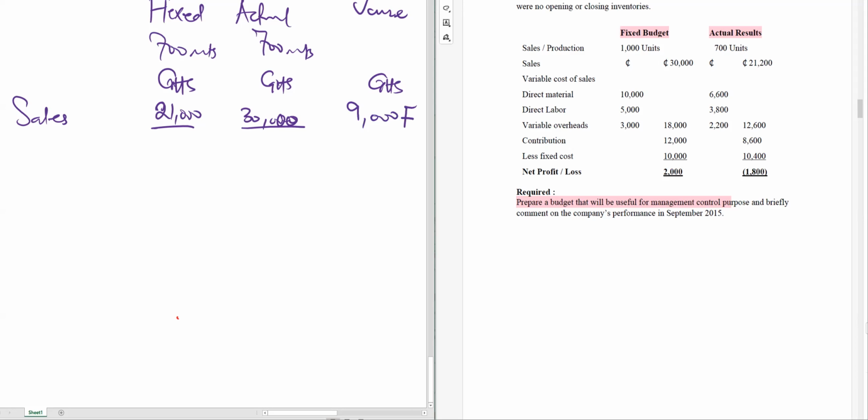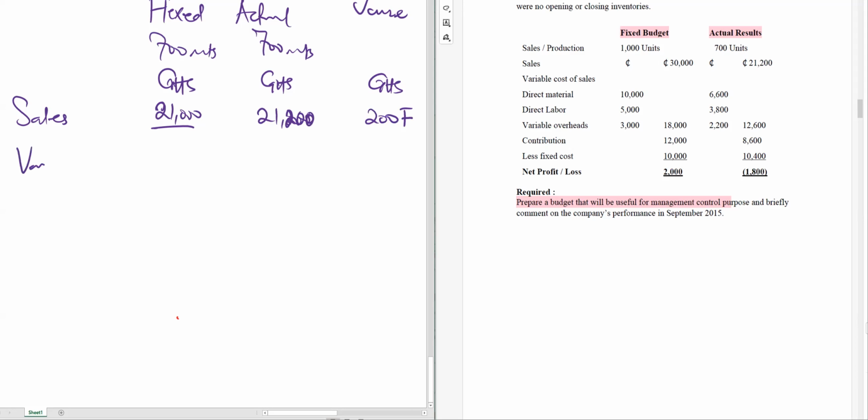Hey, actual was not 30, sorry. Actual was 21,200. So we planned to sell 21,000, but we ended up selling 21,200. We have done well by 200, right? So this is a 200 favorable variance. We've got a 200 additional profit because we sold more.